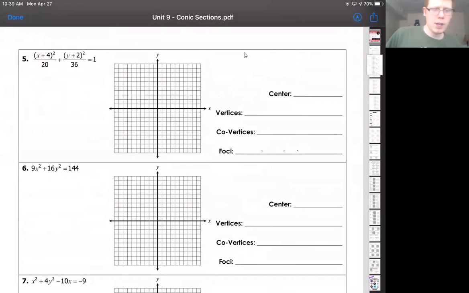But I guess some of these later ones, we'll see if they're not in the form, we do have to get them into standard form. So I guess that's a good thing to look at.